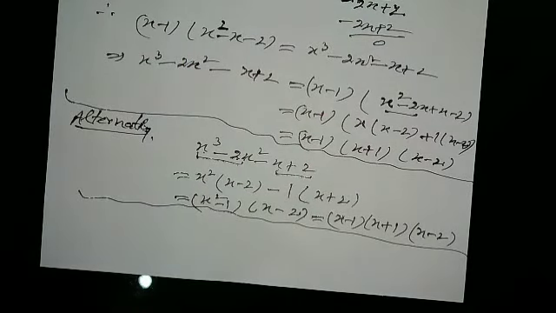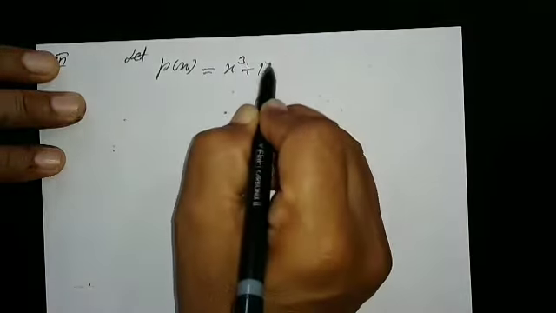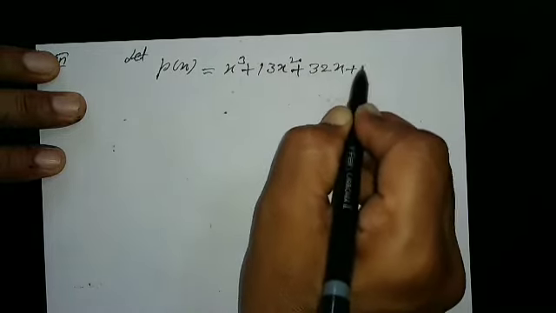using this process or the division method, you have to spend a lot of time to factorize these questions. So again, we can take one more part of this question. I will take the third part, that is given as p(x) equal to x cube plus 13x square plus 32x plus 20.